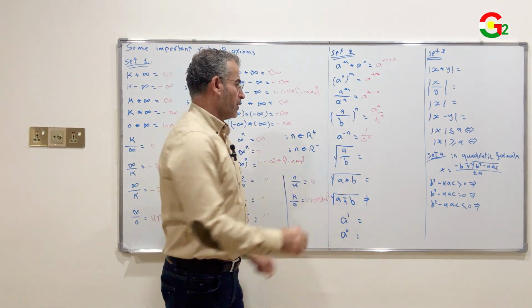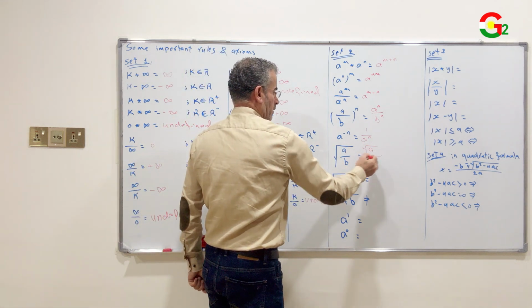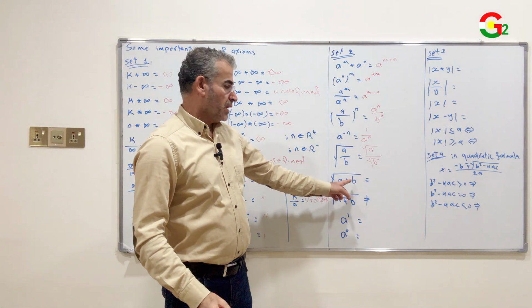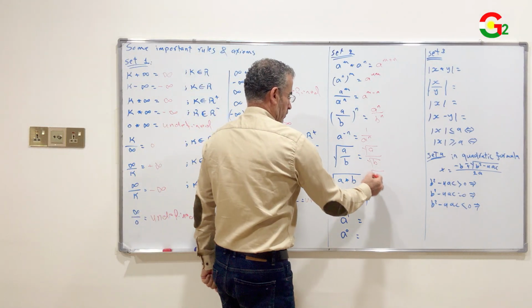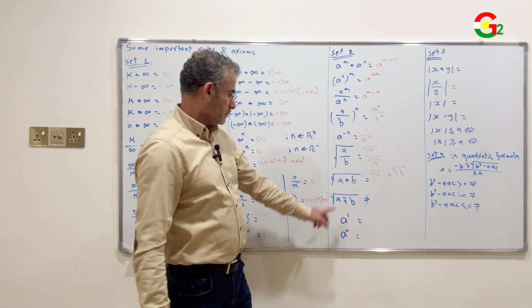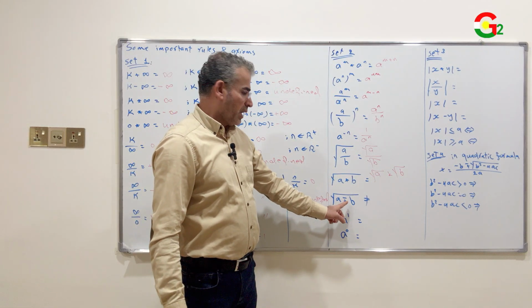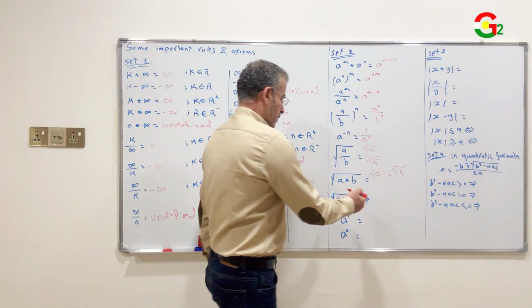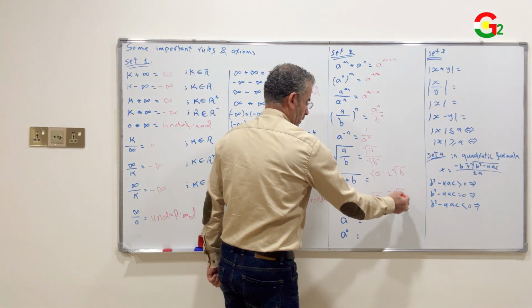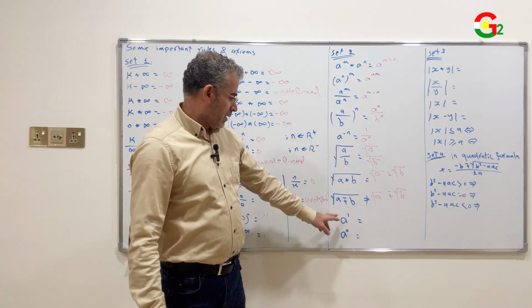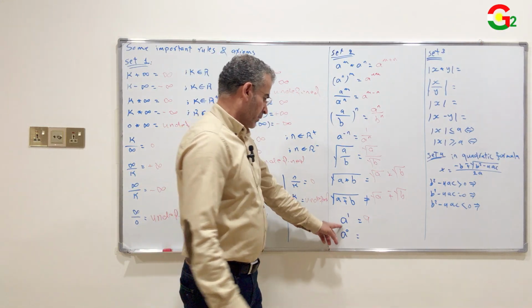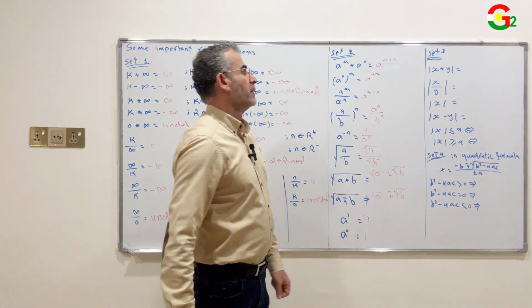Square root of a over b equals square root a over square root b. Square root of a times b equals square root a times square root b. Square root of a minus or plus b is not equal to square root a minus or plus square root b. a to the power 1 equals a, and a to the power 0 equals 1.